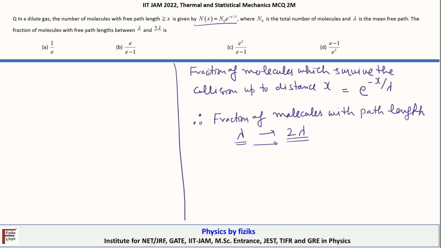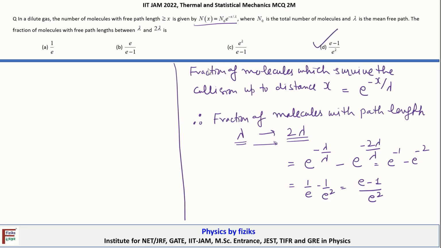So this quantity will be equal to exponential of minus lambda by lambda, which is the fraction of molecules which have survived a distance of lambda, minus exponential of minus 2 lambda by lambda. Here we have replaced x with lambda and 2 lambda respectively. This is equal to e power minus 1 minus e power minus 2, and after solving we obtain 1 by e minus 1 by e squared, which is equal to (e minus 1) upon e squared. So therefore D is the correct option here.